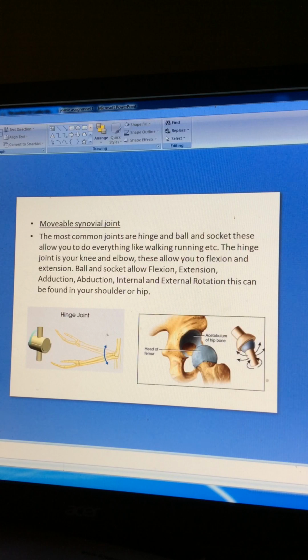Movable synovial joints. The most common joints are hinge and ball and sockets. These allow you to do everyday things like walking and running. The hinge joint is your knee and elbow. These allow you to perform flexion and extension. Your ball and socket joints allow you to do flexion, extension, adduction, abduction, internal and external rotation. This can be found in your shoulder or your hips.